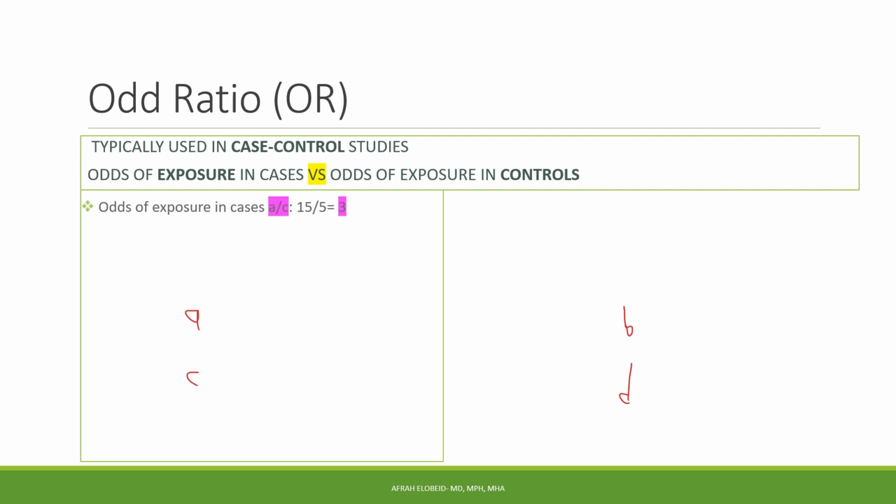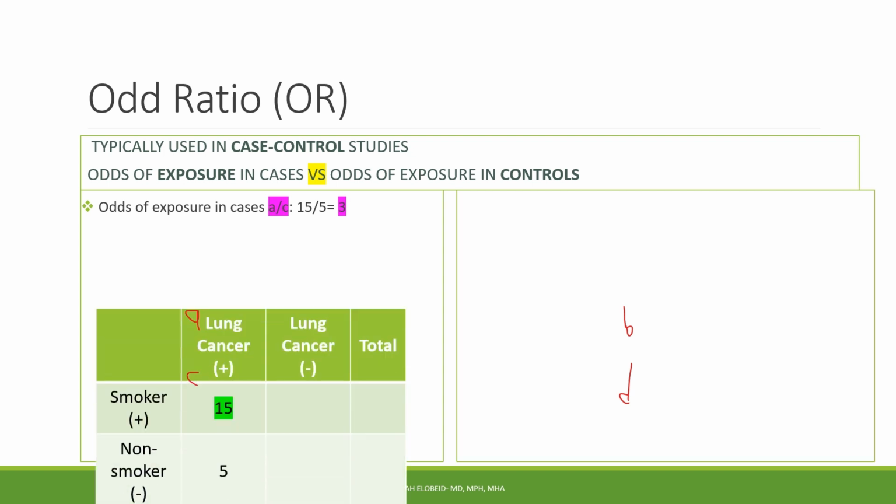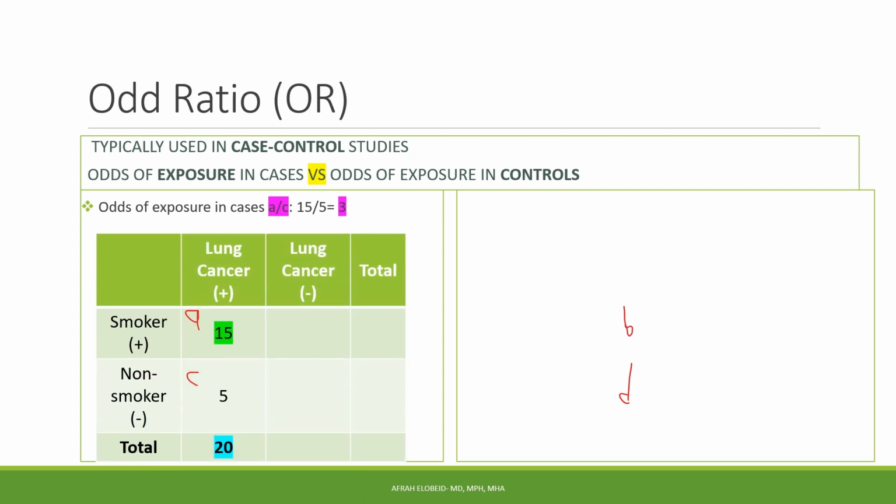Let's do that practically. As we filled the 2 by 2 table, we have 15 smokers, 5 non-smokers, total 20 cases. So the odds of exposure in cases is 15 divided by 5, which is A divided by C. And that literally means out of the 20 patients, 15 were smokers. That means the exposure odds is 3.